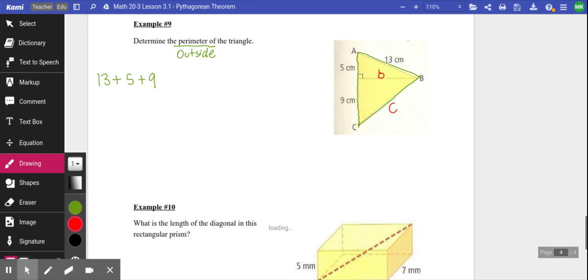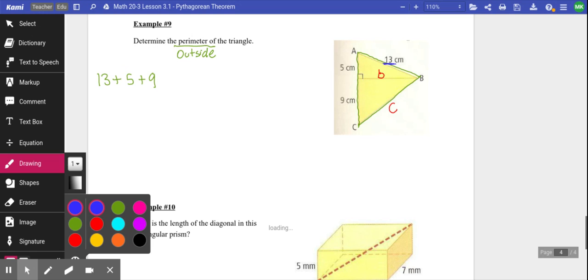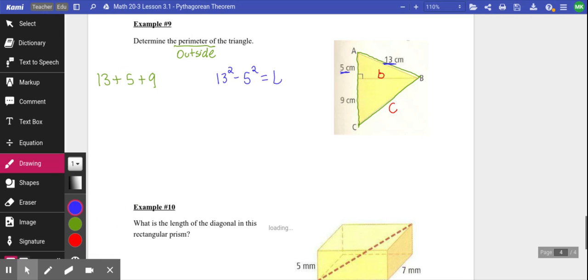So if I'm looking at my top triangle would be 13 squared minus 5 squared equals b squared. This is from the top triangle.